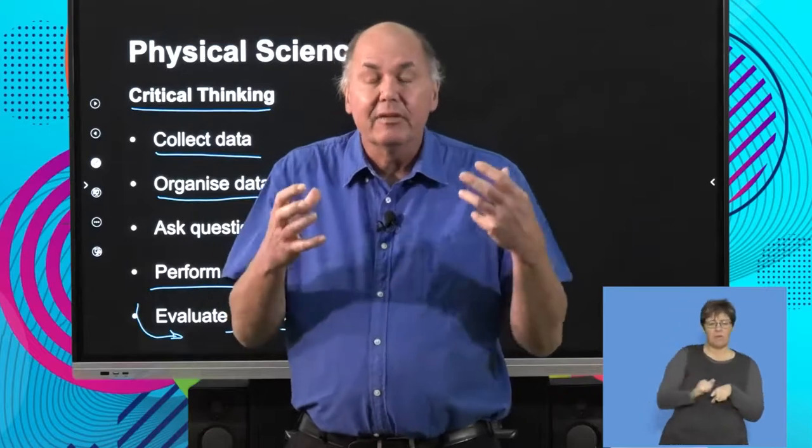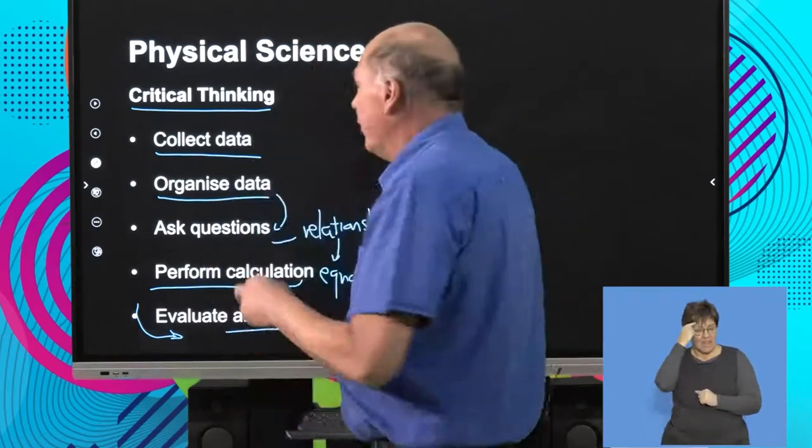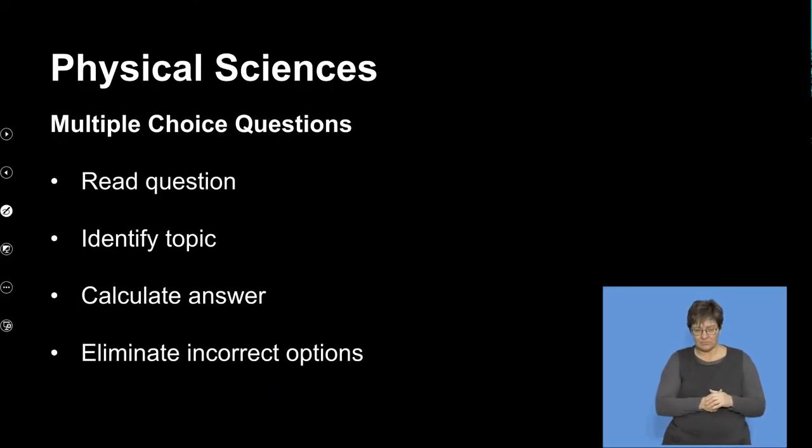So one of the ways to improve your critical thinking and practice getting things into the right order is to look at some multiple choice questions. Multiple choice questions are there in the exam, but they are very good for practicing to check that you know what's going on and you can think like a physicist. So what do we mean about multiple choice questions? What are some of the strategies we've got to use?